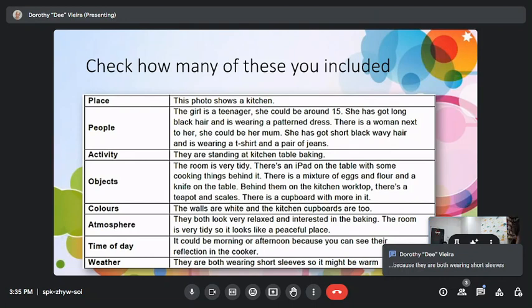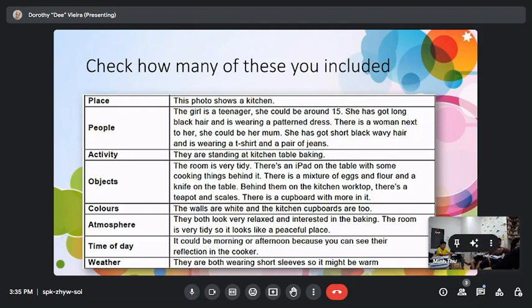It could be warm because they are both wearing short sleeves. I guess it's warm because they are both wearing short sleeves. It might be warm because they are both wearing short sleeves. It may be warm because they are wearing short sleeves. Many different ways to say the same sentence. Remember, you get score for using new vocabulary all the time. So if you want a high score, use lots of different vocabulary.